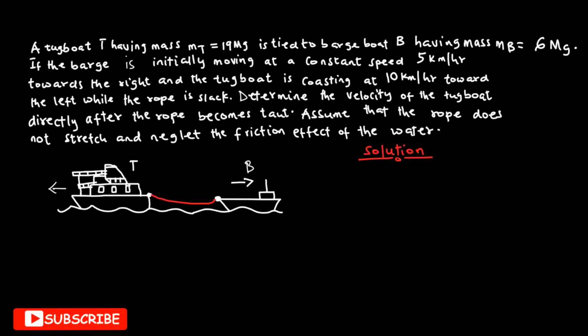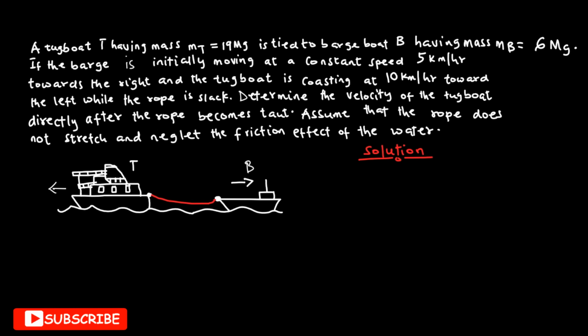So this is the question that we have on the screen. Let's look at how we are going to solve this question. You have to determine the velocity of the tugboat directly after the rope becomes taut. Let's look at these two words, the slack and the taut. Let's take note of these two words.